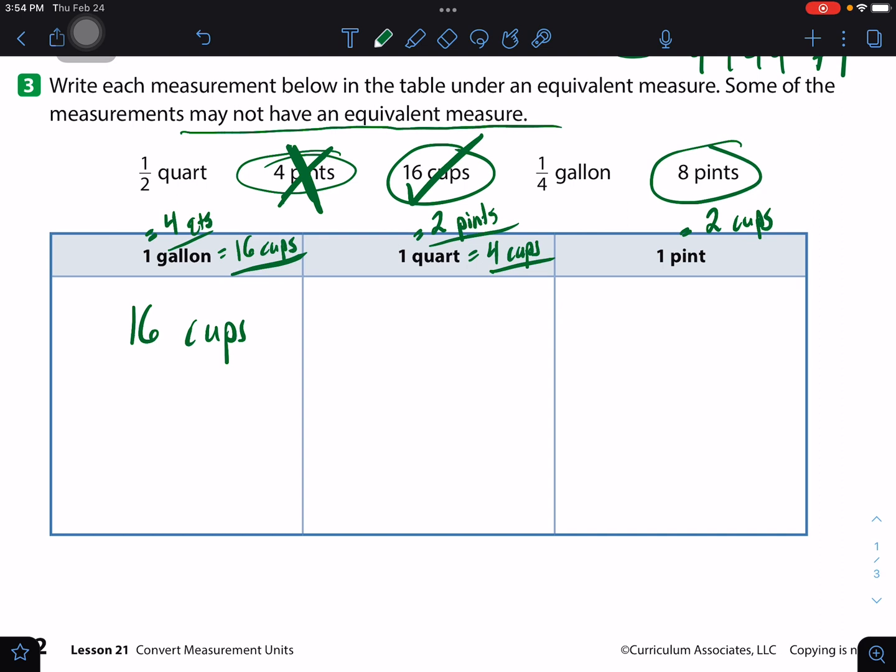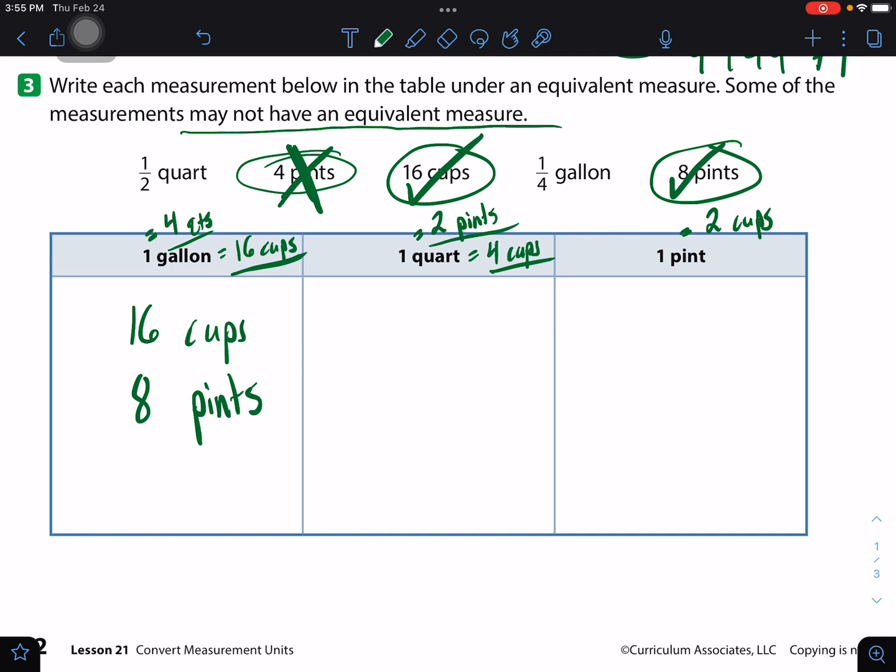2 pints are in 1 quart, 4 quarts in a gallon. What do you think? Yeah, I know that there are 2 pints in 1 quart. So if I have 4 quarts, 2 times 4 is 8. So 8 pints is the same thing as 1 gallon. Now let's take a look at these fractions.